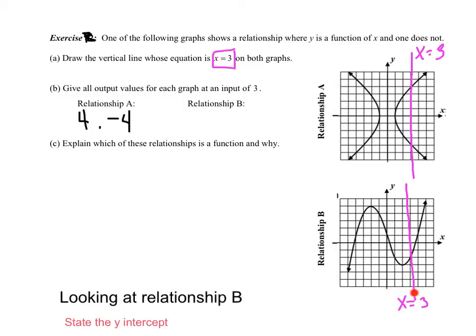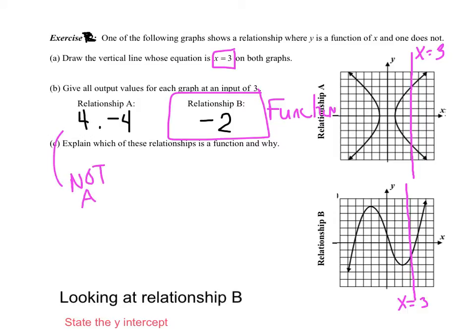Now we'll do the same on relationship B. When I draw that line, x equals 3, it only hits the graph once, so it has one output, and if I count down, it looks like that's at negative 2. So now it says explain which of these relations is a function and why. If you go back to the definition we just wrote down, a function is a rule that converts inputs to outputs in such a way that each input corresponds to one and only one output. So based off that, you are only allowed to have one output. Relationship B, and we'll go ahead and label it, is a function, and relationship A is not a function. Again, when I drew that line in, this had 2 outputs, and this only had 1 output. And our definition said we could only have 1 output.